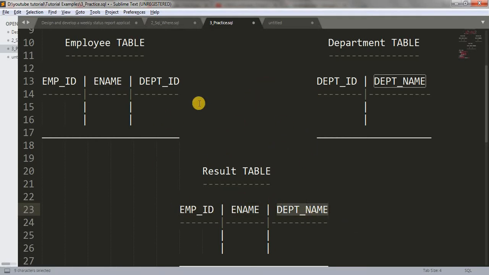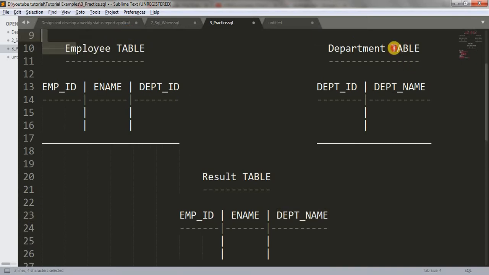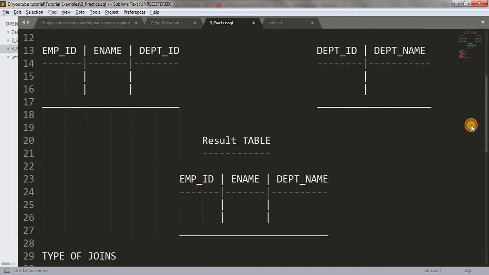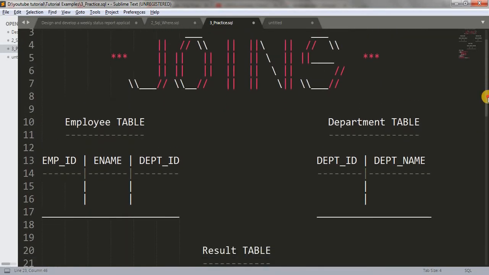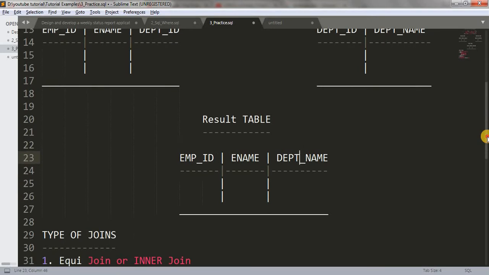Here we have to use a join. We will join these two tables, department and employee, and we will get our desired result by combining the two tables and getting the respective columns as a result. All right, so this is what we can do using join. Okay, so let's come down.